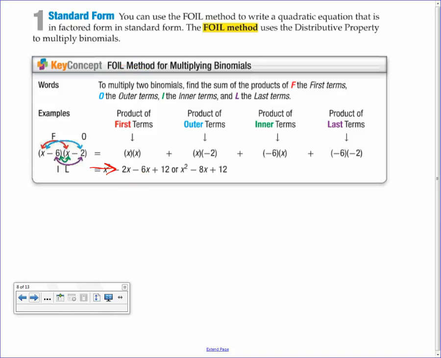Now, usually you'll be able to combine these two middle terms, the negative 2x and the negative 6x, which give you the negative 8x. So when you're using your FOIL method to multiply these out, you get this. That's key today because we're going to be doing that on every problem.